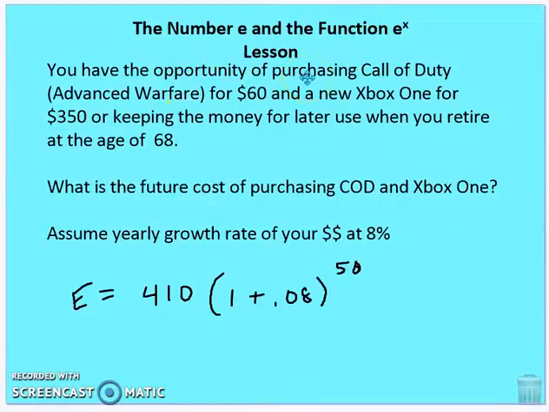Here's a question for you. You have an opportunity of purchasing Call of Duty Advanced Warfare for $60 and a new Xbox One for $350, or keeping the money for later use when you retire at the age of 68, which is going to be, we'll just say you're 18 now, 50 years later. What's the future cost of purchasing Call of Duty and Xbox One, assuming that you're growing your money at a rate of 8%? We're not considering inflation. So we're going to take our $60 and our $350, which we would have spent, and we're going to invest it at 8% for 50 years. So 410 times 1 plus 0.08 to the 50th.